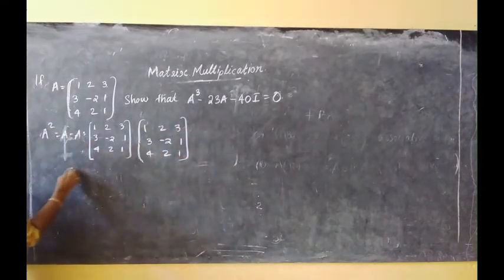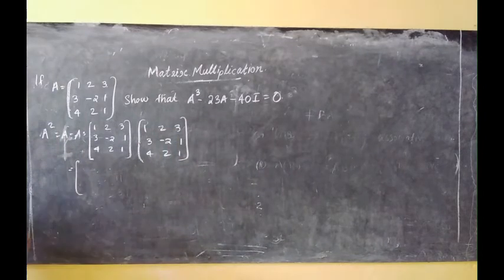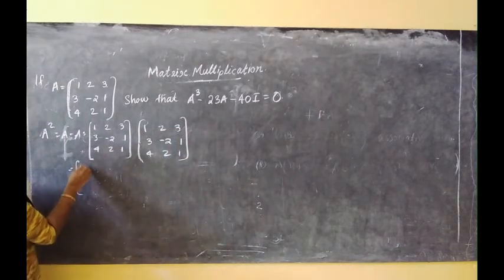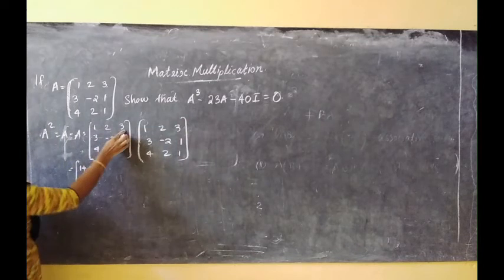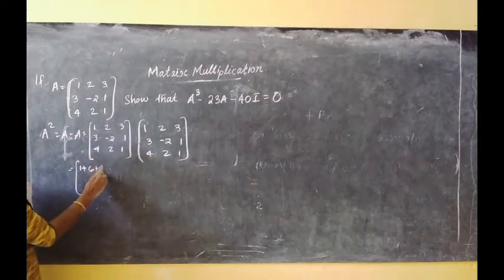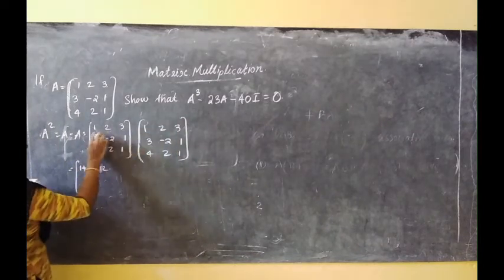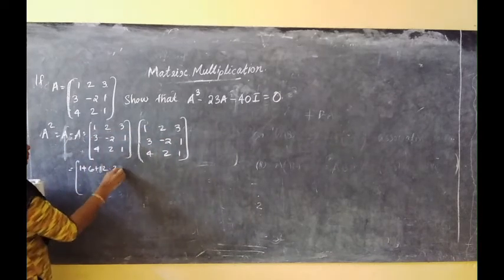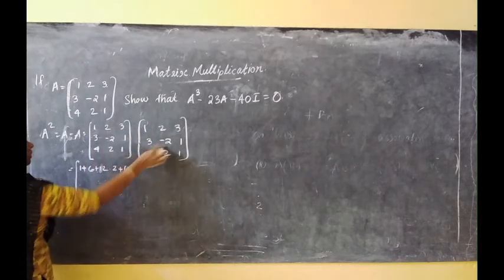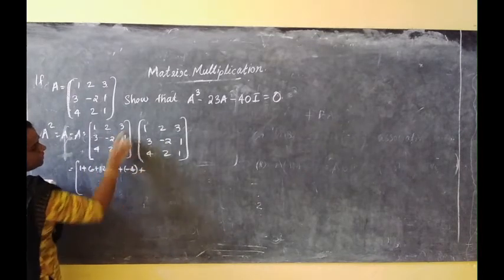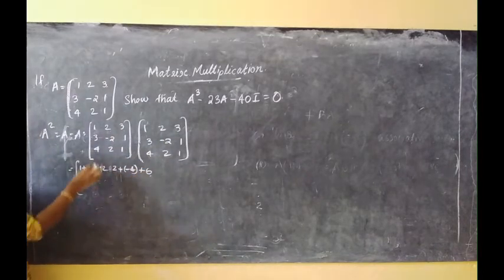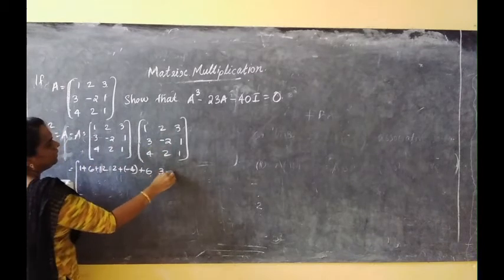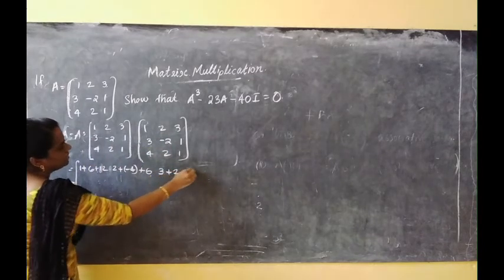Okay, let's multiply. We can do the multiplication. 1 into 1, 1 plus 6 plus 12. First element. Second element, how do we get it? First row by second column. 1 into 2, 2, plus 2 into minus 2, minus 4, plus 3 into 2, 6. The next element, 1 into 3, 3, plus 2 plus 3.